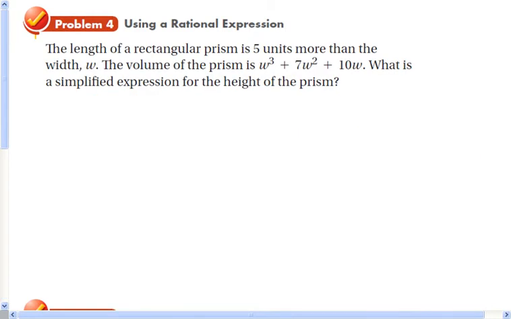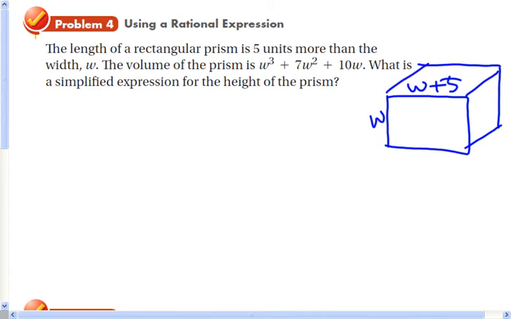All right, so here's how we can use rational expressions to solve problems. The length of a rectangular prism is 5 more than the width w. Let's just make a quick picture of that. The length is 5 more than the width, so we would have this. The volume of the prism is w cubed plus 7w squared plus 10w. What is a simplified expression for the height? So the missing dimension would be the height, so that would be this one here.